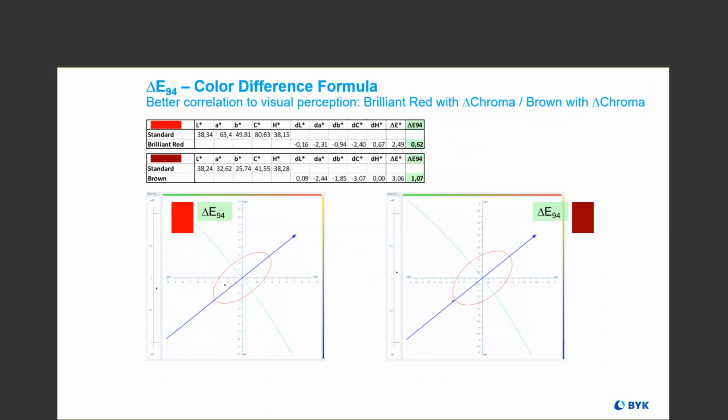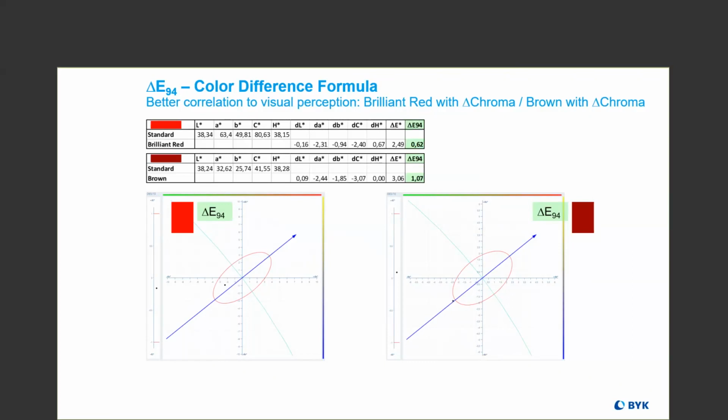And here's one more example of DeltaE star versus DeltaE 94. So we have a pair of reds, brilliant reds, and then we have a pair of browns or dark reds. And we can see the difference between DeltaE star and DeltaE 94 for these two. So DeltaE star for the brilliant red is about 2.5. Under DeltaE 94, it goes down to 0.62. For the brown color, it has a DeltaE star of 3.06. And then under DeltaE 94, it goes down to 1.07. So that doesn't go down quite as much as for the brilliant red color.